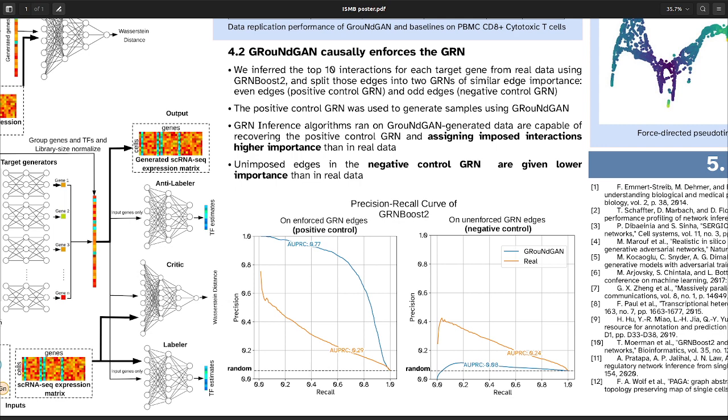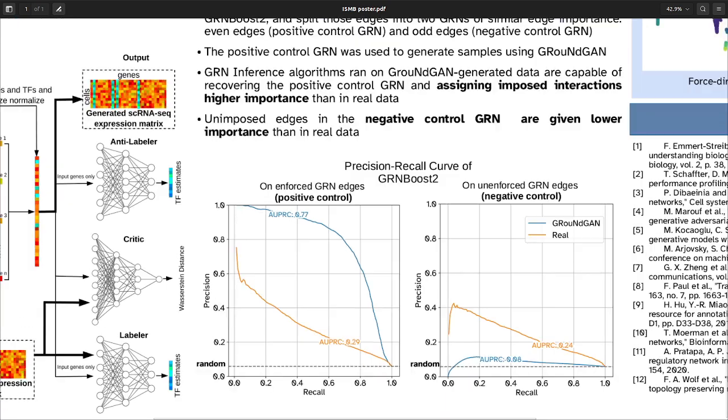And if GroundGAN actually does enforce the GRN, we expect GRNBoost2 and other inference methods to be able to pick up the edges that were imposed. And I mean the ones in the positive control. And that's exactly what happens here. The edges that were in the positive control GRN are now assigned higher scores by GRN inference algorithms and now achieve a higher AUPR on GroundGAN generated data compared to real data. So in this case, it goes up from an AUPRC of 0.29 to 0.77. And the edges that were not imposed in negative control are now assigned lower scores than their scores in real data, so the AUPRC drops down close to random.